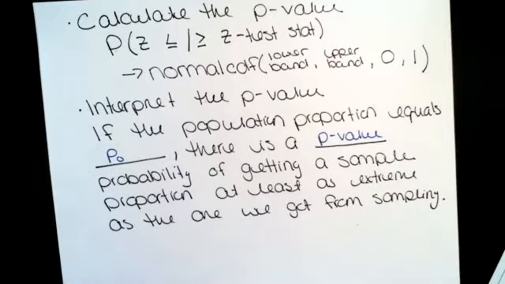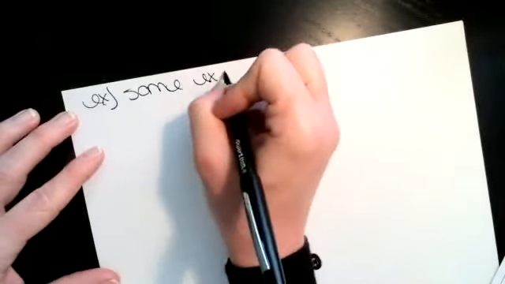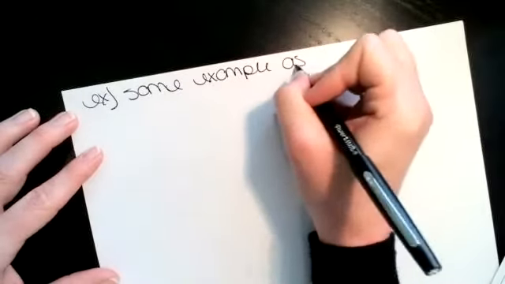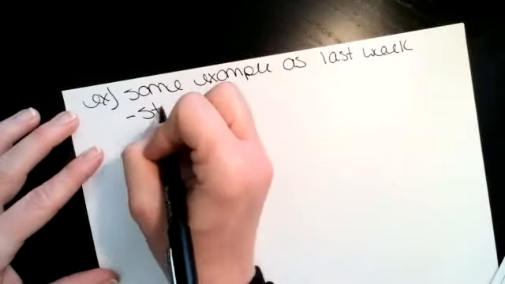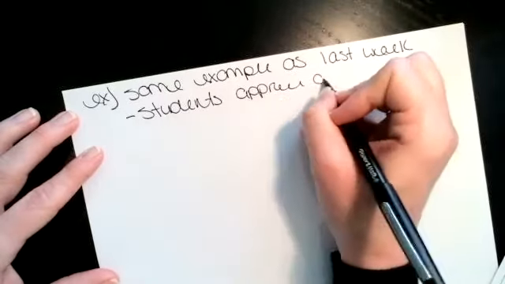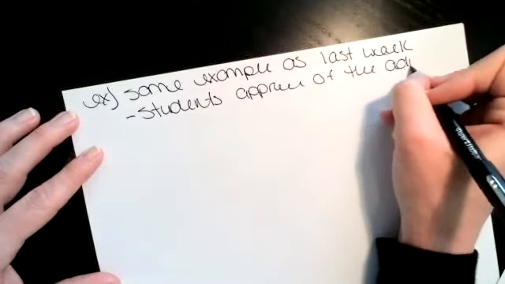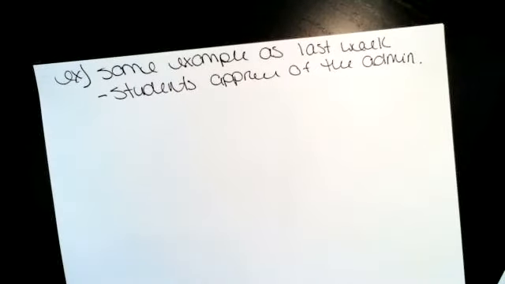So guys, let's apply this to those examples that we started last week. So we have 2 examples. I'd like to walk through these both. So let's look at the same example as last week. And the first one we looked at were the students and if they approve of the admin. Okay, so we're looking if students approve the admin. So let's recall some information because let's face it, it was last week.